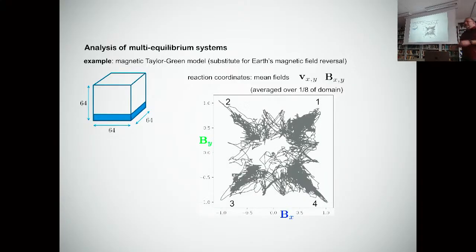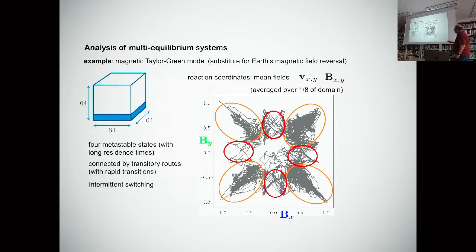All right, so if you do that in phase space, and I'm going into a 2-dimensional phase space, even though it's 4-dimensional, this is Bx, By, and then a simulation starts out here, and then it goes here, and here, and here, and switches around randomly. You already see, just to the naked eye, that we can make out persistent states in these 4 quadrants, and then transitory states where you go through really quickly to change from one quadrant to the next. Okay, so how do we analyze this whole thing?